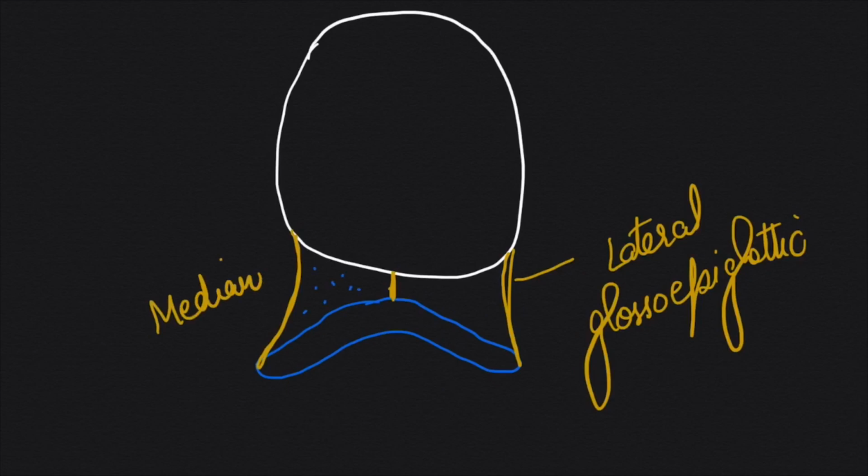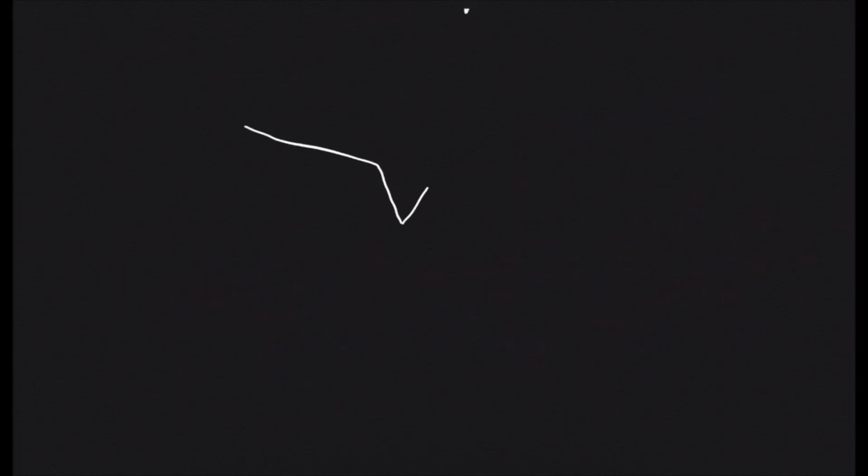This we are seeing from above. Now in between these there is a dip, a fossa kind of a structure which we call as vallecula. So the vallecula lies between the glossoepiglottic folds.